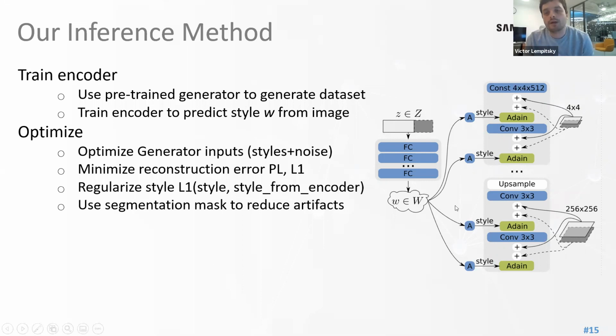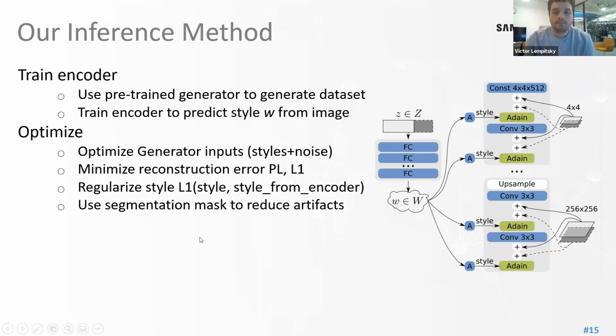So we impose some regularizations. For example, we don't want our W to deviate too much from the initial guess. And by the way, similar to some other parallel works, we optimize not in the W space, but in the extended W space, which has a separate style for each scale to increase the flexibility of the model.